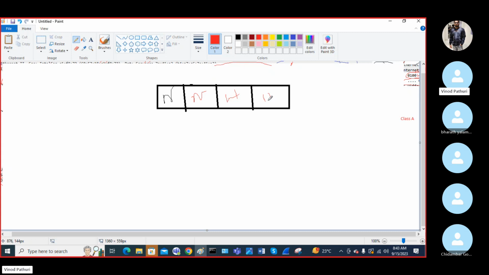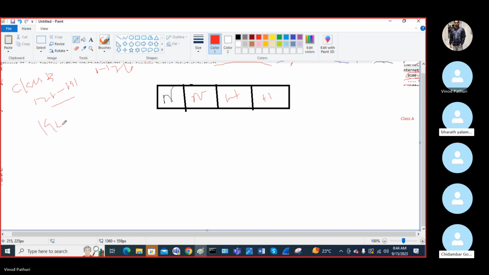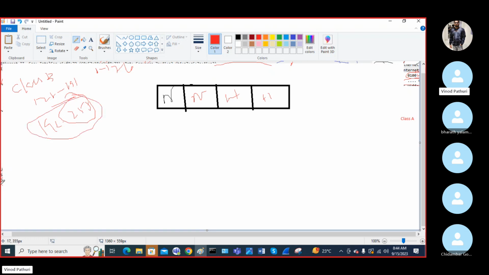From where will class B start? What is the starting range of class B? 128 to 191 is class B. What is the range of class A? 1 to 127. And what is the range of class C? 192 to 255. Maybe we will not use a few, but those are also part of class C. You can mention them, no issues.